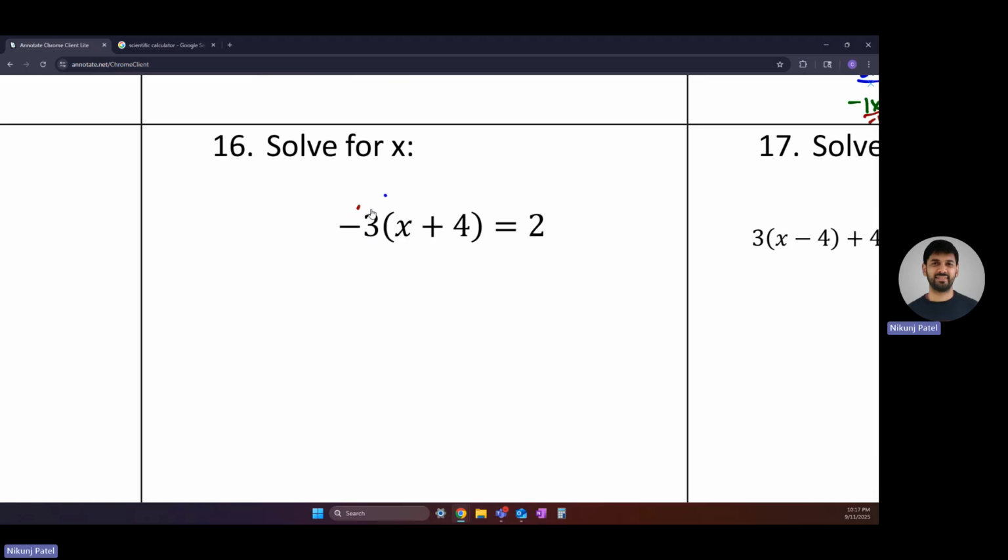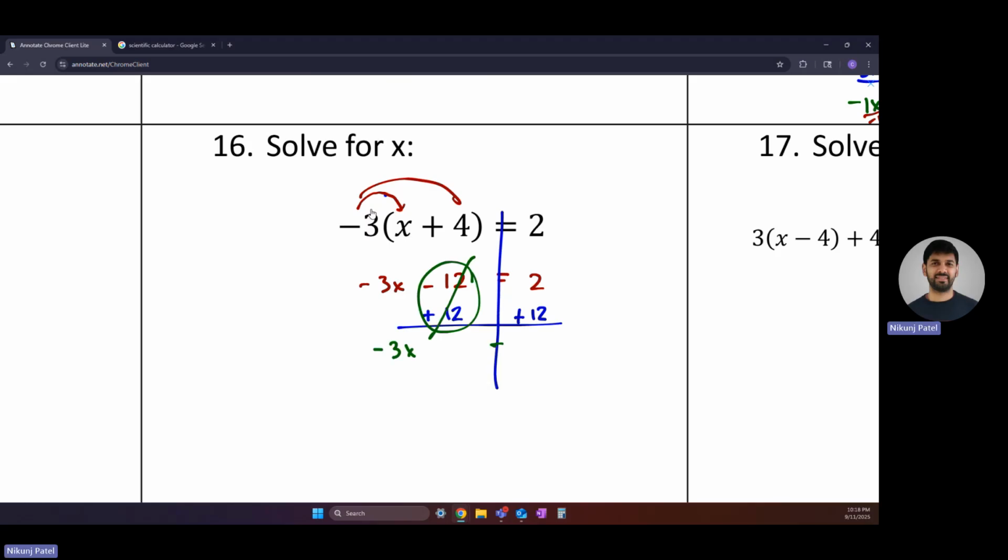Here's number 16. We're going to distribute this negative 3 to get negative 3x minus 12 equals 2, right? So again, negative 3 times x, negative 3x, negative 3 times positive 4 is a negative 12. Negative times a positive, that's why this is a minus right there. And we take care of all of the things around the x variable. Negative 3x, this can cancel, equals 14 divided by negative 3 divided by negative 3.